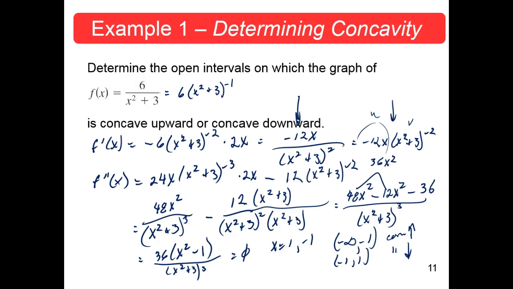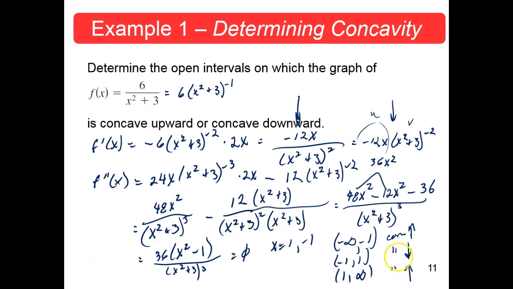Now let's go beyond 1. Pick me a value. 2, why not? We almost have done this before, haven't we? 2 squared is 4, -1 is 3, that's positive. The denominator is always positive, so guess what? Concave up from there on. So from 1 to infinity, concave up again. All right, we just did it.